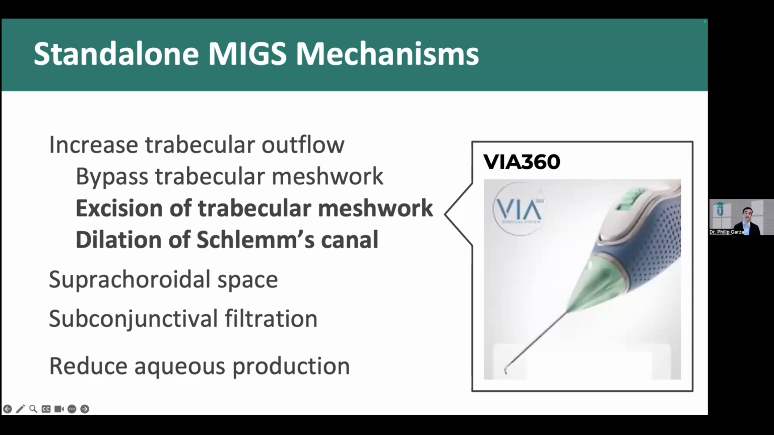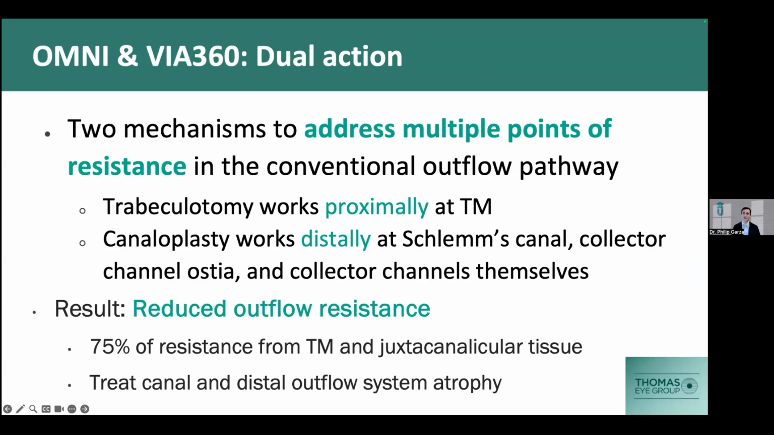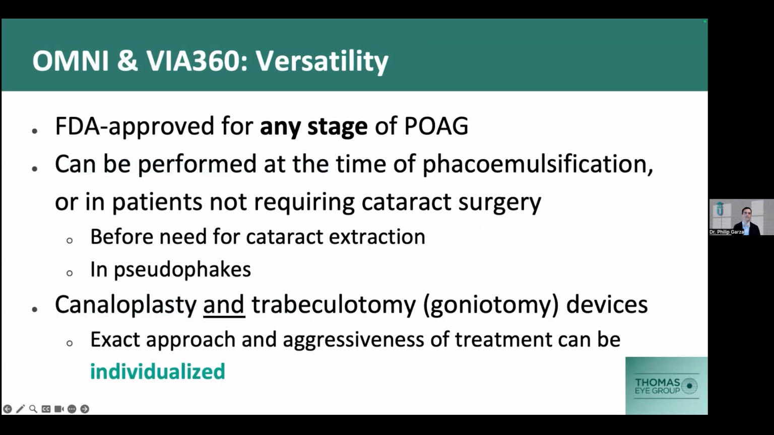But for our purposes today, we'll think of Omni and VIA 360 interchangeably because they have the same mechanisms of action and indications for use. These are intended to be dual mechanism of action devices, addressing multiple points of resistance to conventional outflow at both the level of the trabecular meshwork through the trabeculotomy and distally in the collector channels and Schlemm's canal through the canaloplasty. It's key that these techniques are FDA approved for any lens status, just like the iStent Infinite.